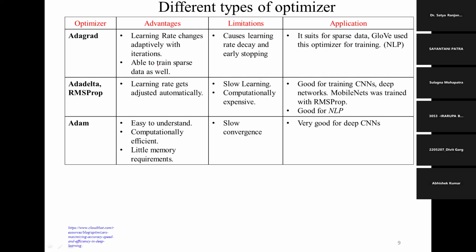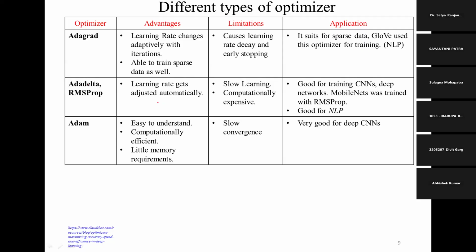Sparse data means there is not much differentiation in your data. The disadvantage is learning rate decay and early stopping, because the learning rate changes adaptively. So sometimes it can say, okay, we got the output, so it is like early stopping. Your program is stopped early, but your program should always run for several rounds so that you can get a better outcome.